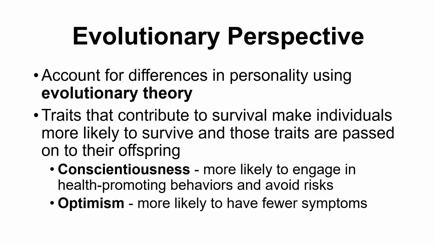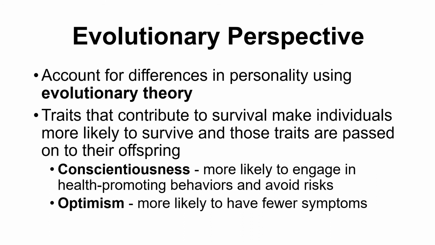The last perspective I want to cover is our evolutionary perspective. And this is when we try and account for differences in personality, specifically using our evolutionary theory. So we have this idea that traits that contribute to survival, whether it is for us to live longer or specifically for us to have higher chances of reproducing, those are going to make it more likely for individuals to survive and to have offspring. And then those traits are going to be more likely to be passed on to their offspring, which means that those traits become more and more common in that population over time.